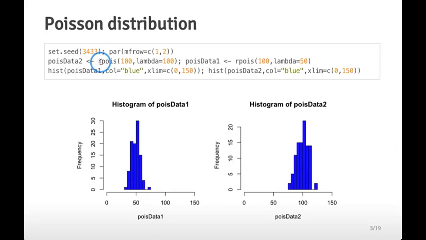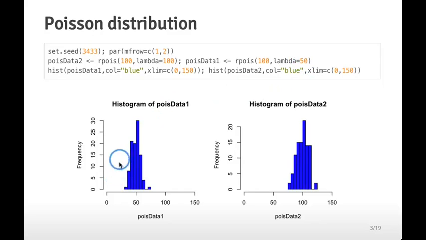The Poisson distribution has just one parameter. It's this lambda parameter, and that's the rate. So if the rate is equal to 100, you can imagine that the average number of calls coming into a call center in an hour is 100, with some distribution that's Poisson. And you could also have another example where the distribution has a rate of 50, so then only 50 calls are coming in on average.